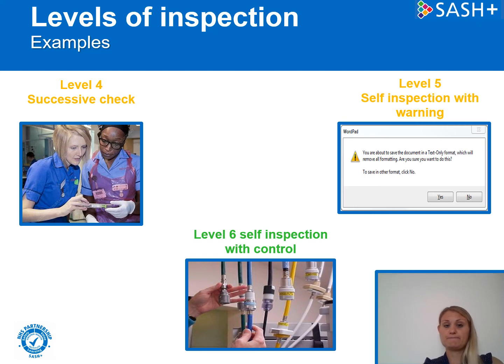document. The final level of inspection, and that's the gold standard, is self-inspection with a control. This is where you physically are unable to make a mistake. So an example would be the anaesthetic gas hoses in theatres. You cannot connect the wrong gas to the wrong inlet.